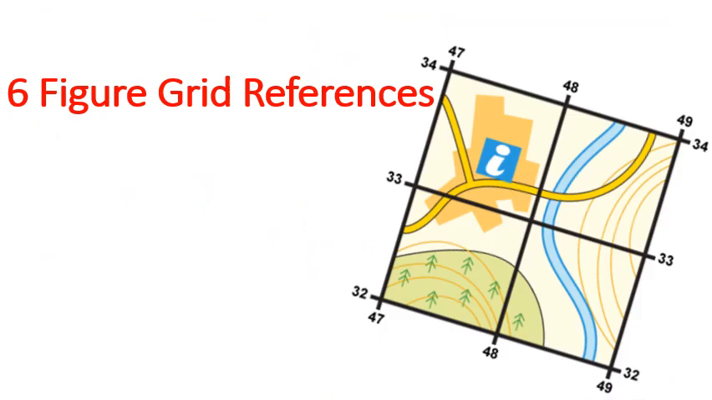But what if we want to locate a point more accurately than just a grid square? That's when we need a 6-figure grid reference to find an exact spot on the map.